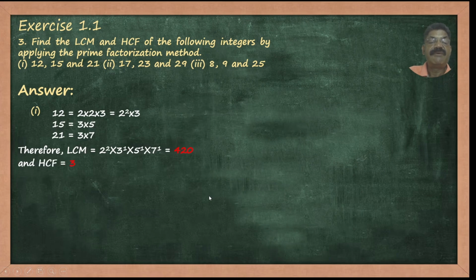And the highest common factor. 3 is the only common factor. In all the 3 factorizations, 3 is the only common factor. Therefore, HCF is equal to 3. Now, you look at the second problem.